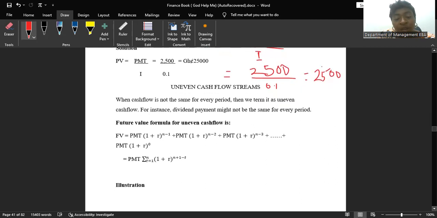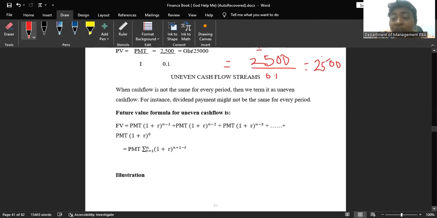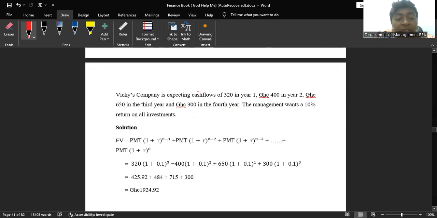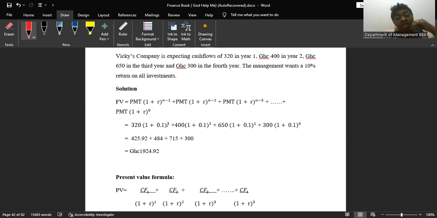You remember how we did future value? So we deal with it individually. Okay, so that is the formula for it. Payment, then compounding factor. So if it's unequal, then you can't use the annuity formula. You have to calculate them individually. So we have a question here. A company is expecting cash flow of 250 in year one, 400 in year two, 350 in the third year and 300 in the fourth year. The management wants a 10% return on all investments. Okay.